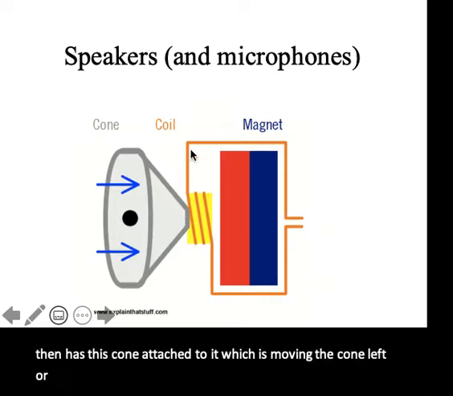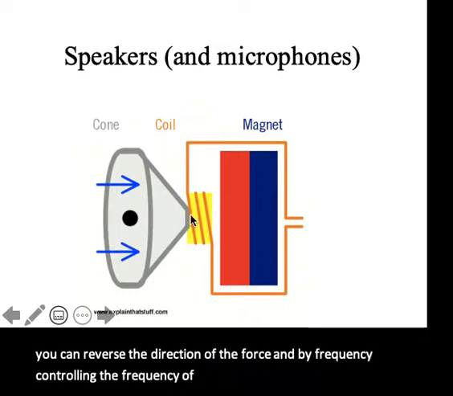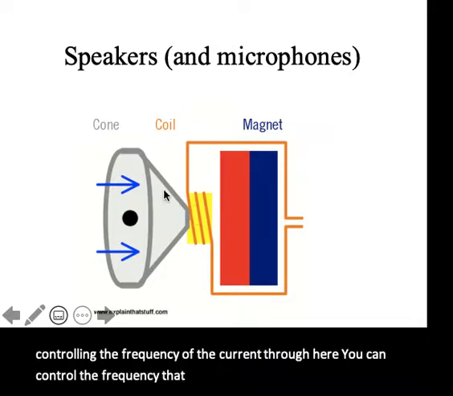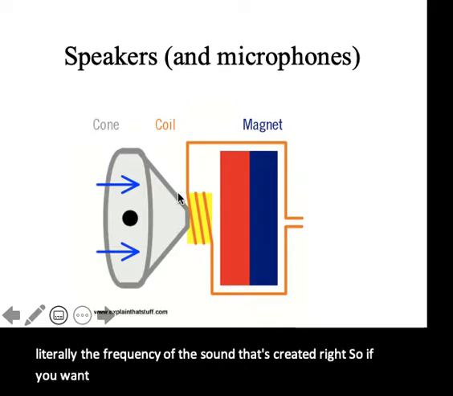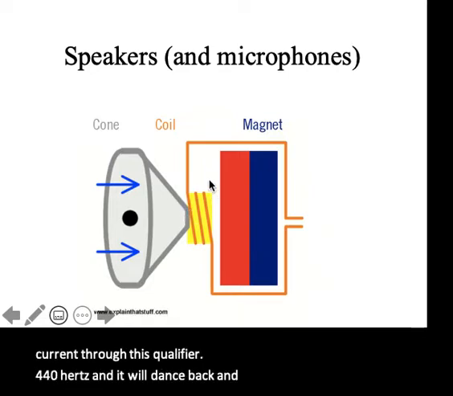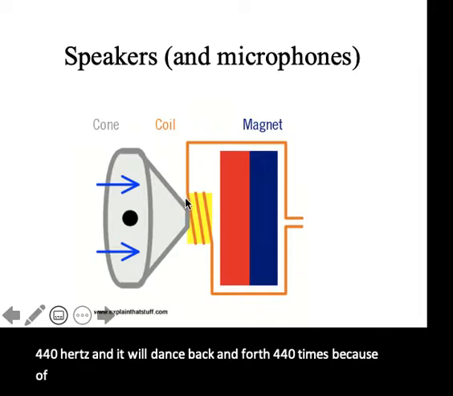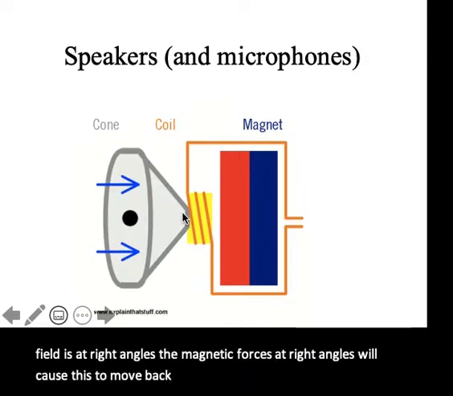And by reversing the direction of the current in here, you can reverse the direction of the force. And by controlling the frequency of the current through here, you can control the frequency that this goes back and forth, and that is literally the frequency of the sound that's created, right? So if you want to make a middle A, 440 hertz, you send an AC current through this coil of wire at 440 hertz, and it will dance back and forth 440 times because of the magnetic field, right? You orient it so that the magnetic field is at right angles. The magnetic force is at right angles, will cause this to move back and forth, and then the frequency will control how often it goes back and forth.